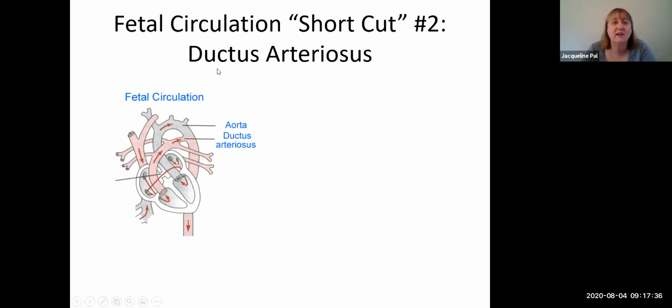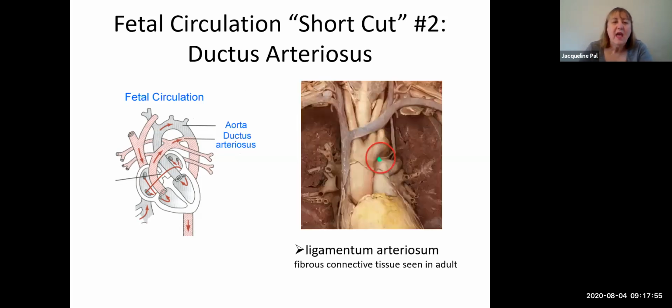And so this shortcut is called the ductus arteriosus, not to be confused with the ductus venosus, which was carrying blood from the umbilical vein to the inferior vena cava. That one's called venosus because it's two veins. This one's called arteriosus because it's two arteries. And we can see the remnant of the ductus arteriosus in every single person after birth, where we have this dense connective tissue connecting the two, and it is known as the ligamentum arteriosum.